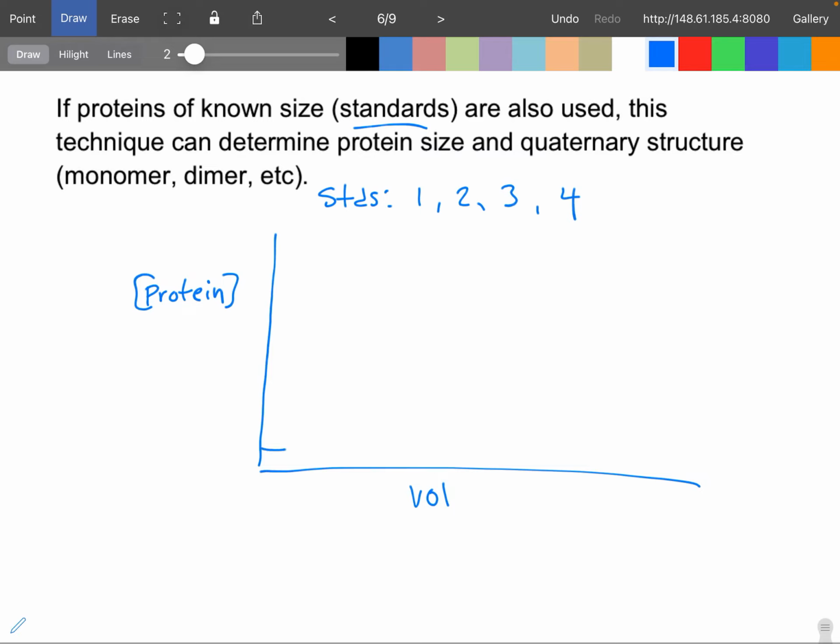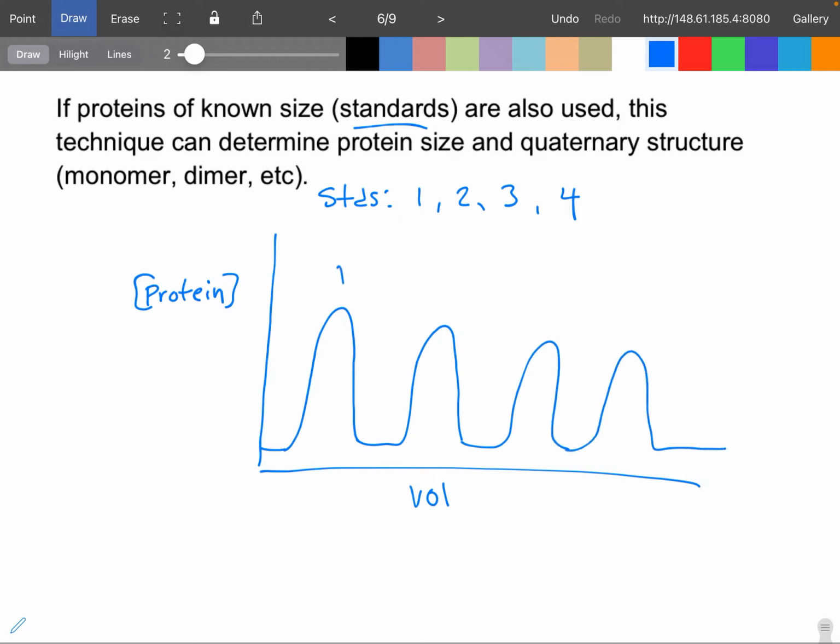And then let's say we also have some unknown. Now we probably know what the protein is, but maybe we don't know what the size is. Let's call it protein A. Or maybe we don't know if it forms a monomer or a dimer. And then in another run we put that protein through the column by itself, and we get this elution profile. So maybe it comes off there at this position. So that's protein A.